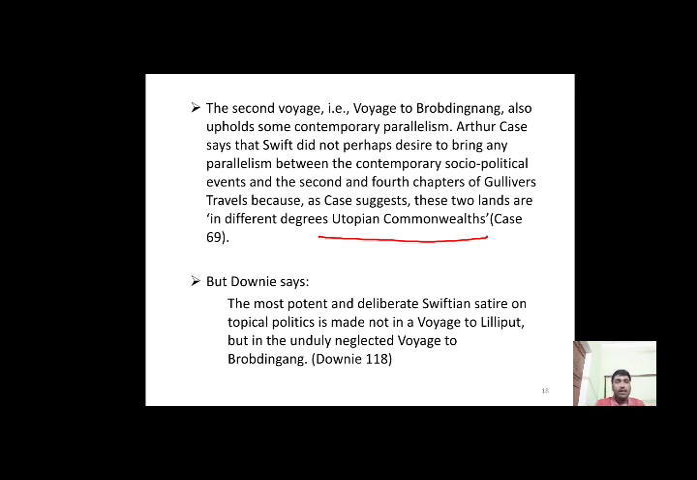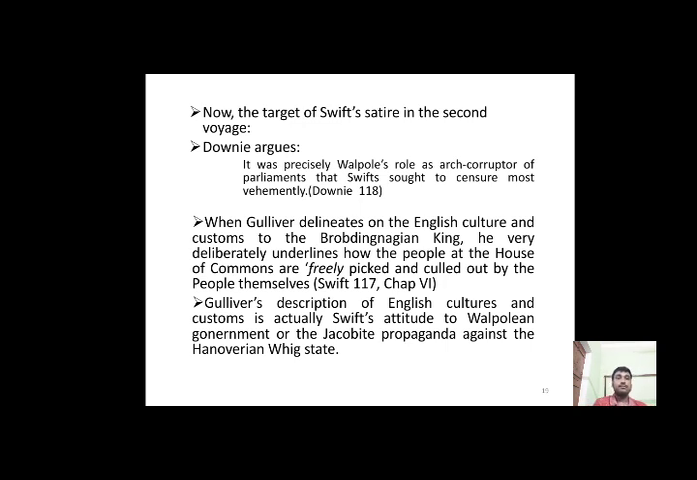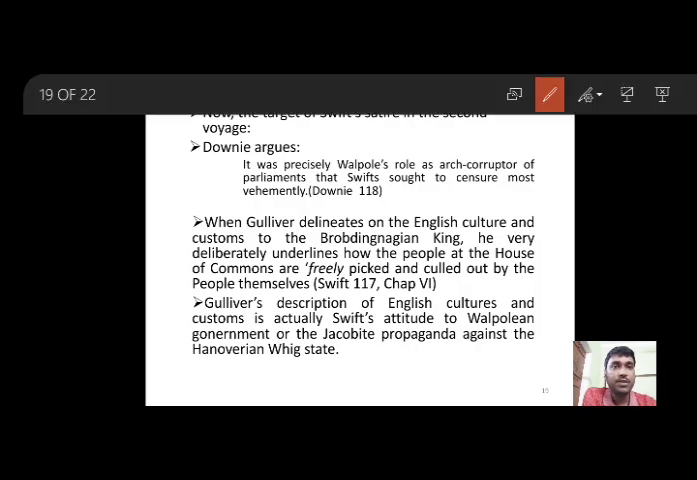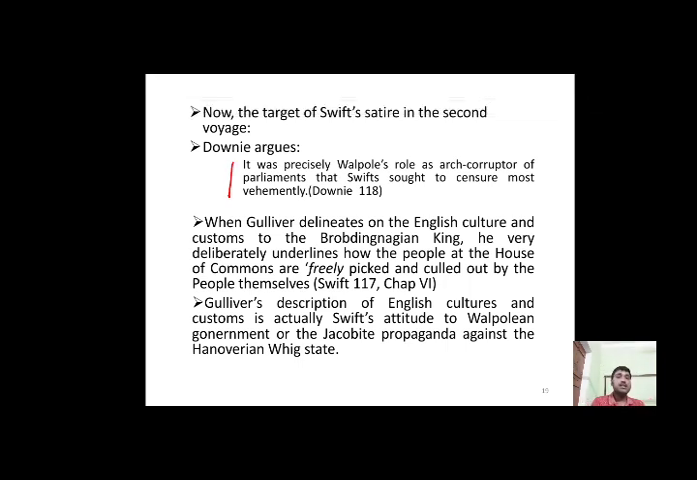Now why does Downey say this? Because Downey thinks that the second voyage also holds some contemporary parallelism. Now, what is this reference? Downey says, look at this quotation: It was precisely Walpole's role as arch-corrupter of parliaments that Swift sought to censor most vehemently. This you have to remember. It was precisely Walpole's role as arch-corrupter that Swift sought to censor most vehemently.